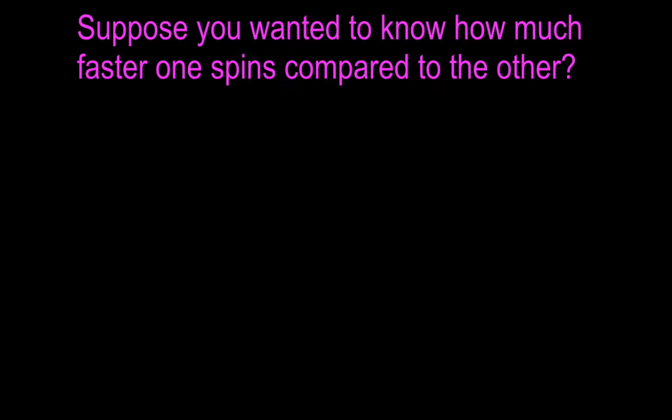So moving on to the next thing, hopefully now you've gained an understanding of basic gear rules. Large gear to small gear goes faster. Small gear to large gear, more power. Pretty basic. Suppose you wanted to know how much faster one wheel spins compared to the other. We call that a gear ratio.